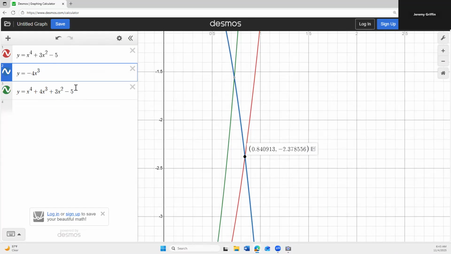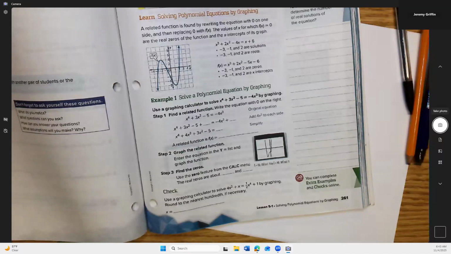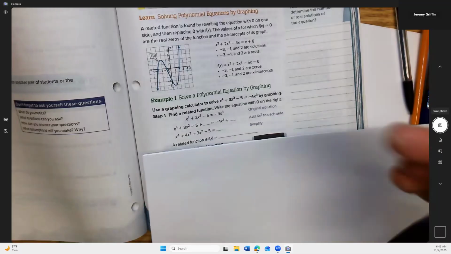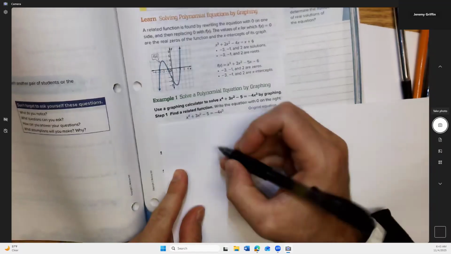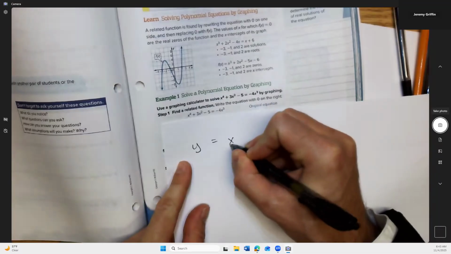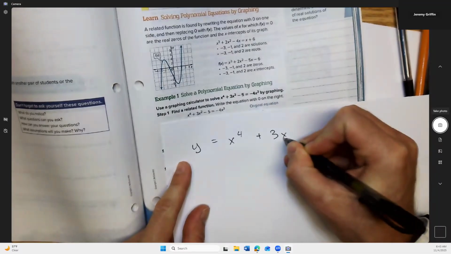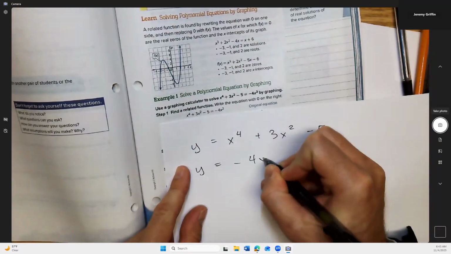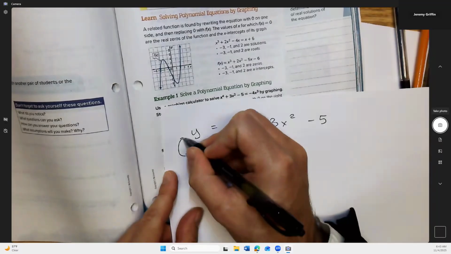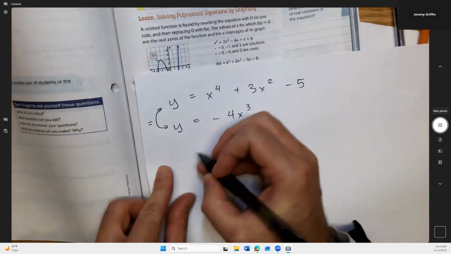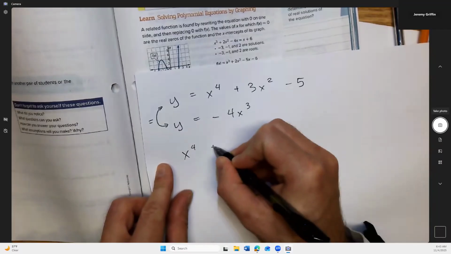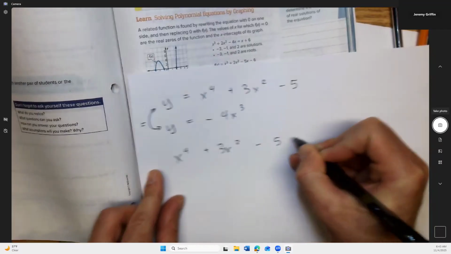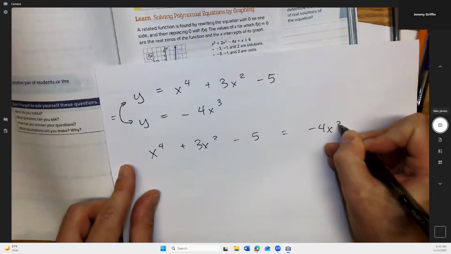I'll write this on paper, just in case anybody's lost on that. If you know what I'm talking about, you can skip ahead a minute, but if you're totally lost, here it goes. We have y equals x to the 4 plus 3x squared minus 5, and a separate equation, y equals negative 4x to the 3. If I set these equal to each other, then what I'm really interested in is where x to the 4 plus 3x squared minus 5 is equal to negative 4x to the 3.